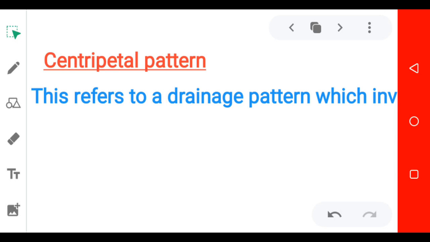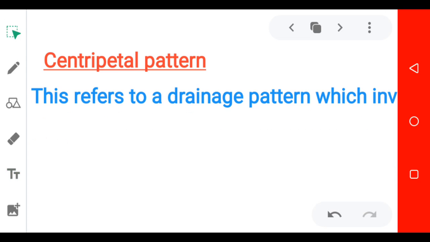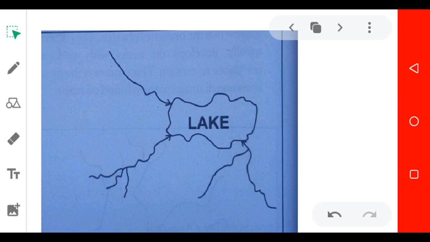Let's move on. Then we have the centripetal pattern. This refers to a drainage pattern which involves streams flowing inward into a lake. Here, the streams flow inward into a lake. Can you see it? They flow into a lake. Centripetal.